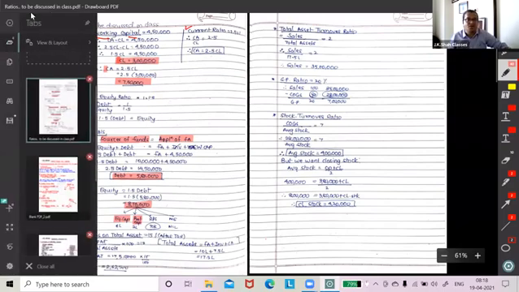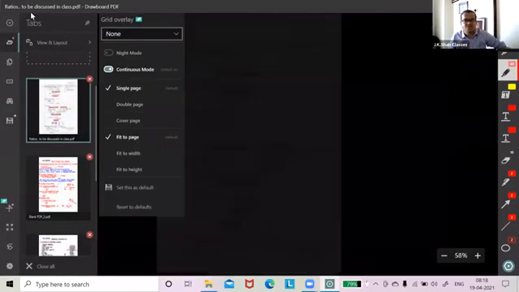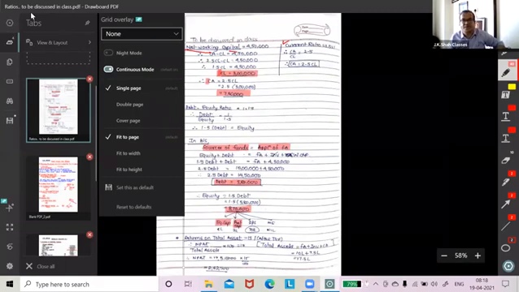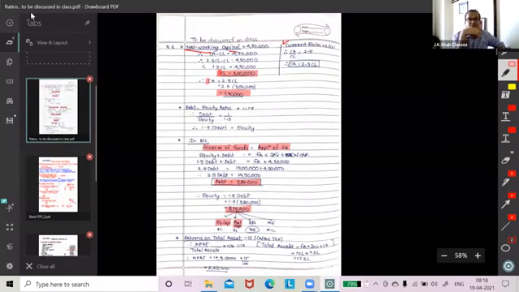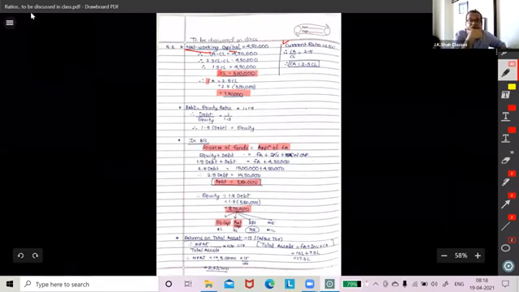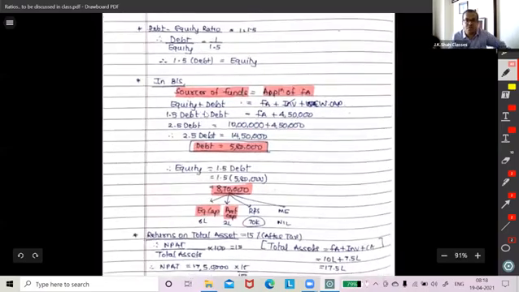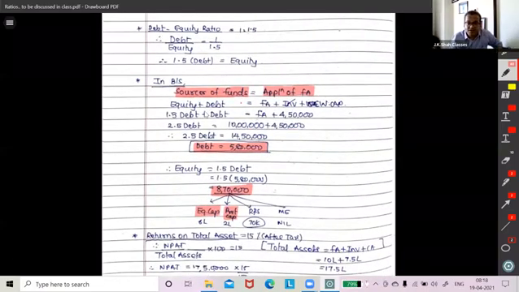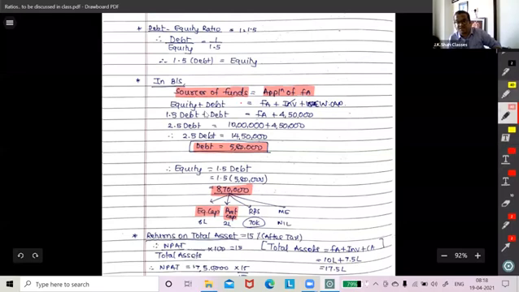Okay. I'll do one thing. I'll change the layout to single page. So those who can't zoom from their side will at least be able to see this much. So when you solve this, what happens? You get reserve and surplus as a balancing figure, correct? I'm sure you people have presented like this. Miscellaneous expenses are obviously nil, nothing is told in the question.